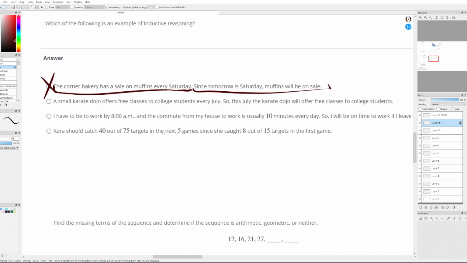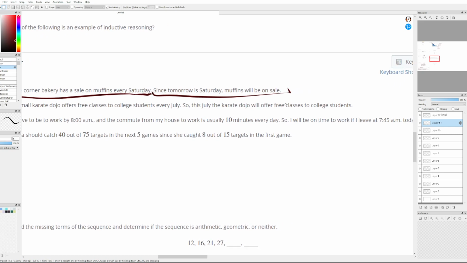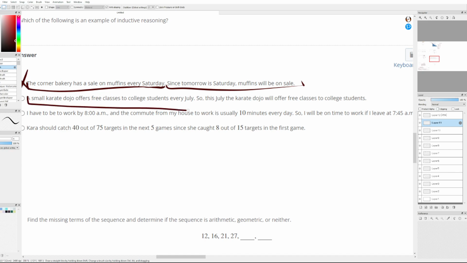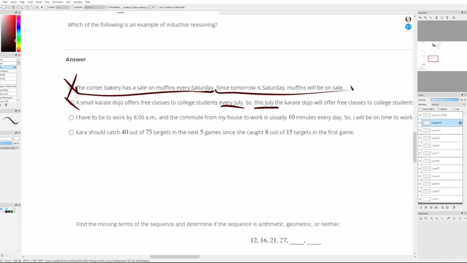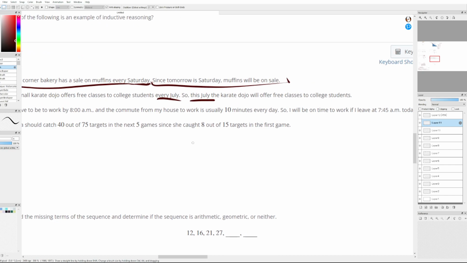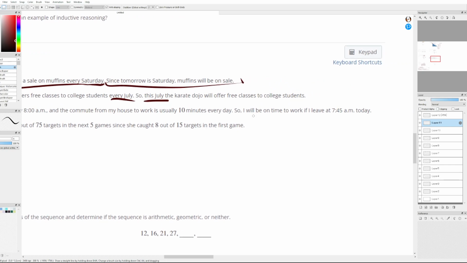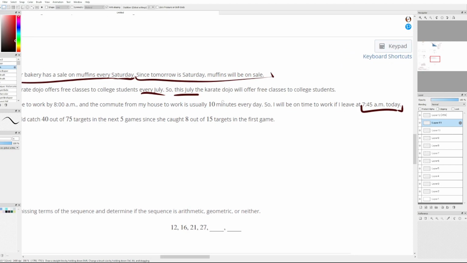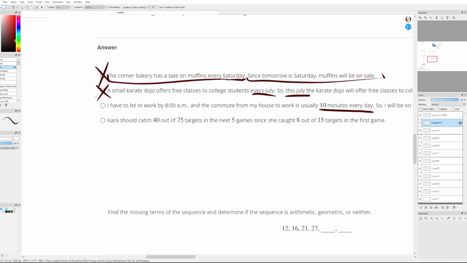We're not looking for deductive. A small karate dojo offers free classes to college students every July. So this July, the karate dojo will offer free classes to college students. So it goes from a general to a specific, from every July to this July. So this is also deductive. We don't want this. I have to be at work by 8 a.m. and the commute from my house to work is usually 10 minutes each day. So I will be on time to work if I leave at 7:45 a.m. today. This goes from a general to a specific, so it is also deductive.